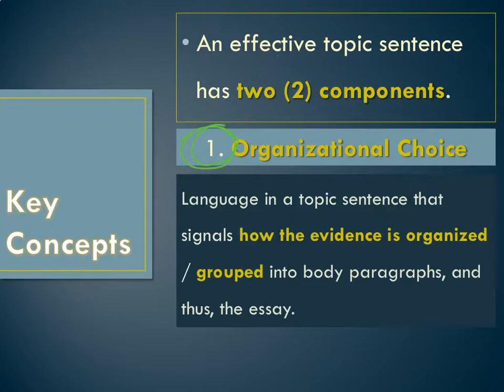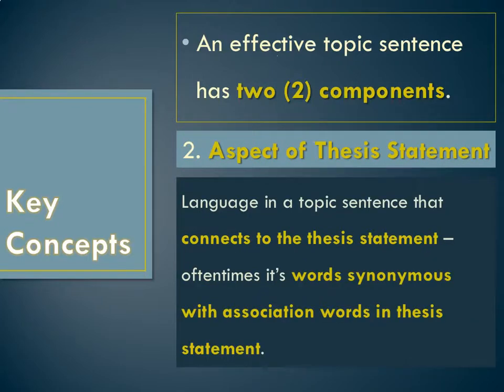And so that is the part of the sentence, it's language in the sentence that you're using to show the reader or to tell the reader how you're organizing or grouping the evidence into your body paragraphs and thus your essay. The second component or part that a topic sentence has to have is an aspect of a thesis statement, or of your thesis statement.